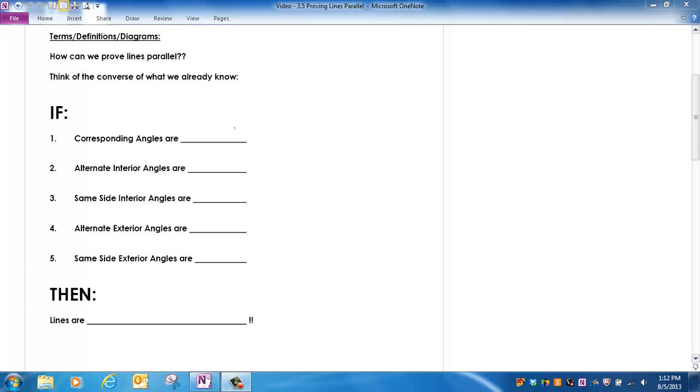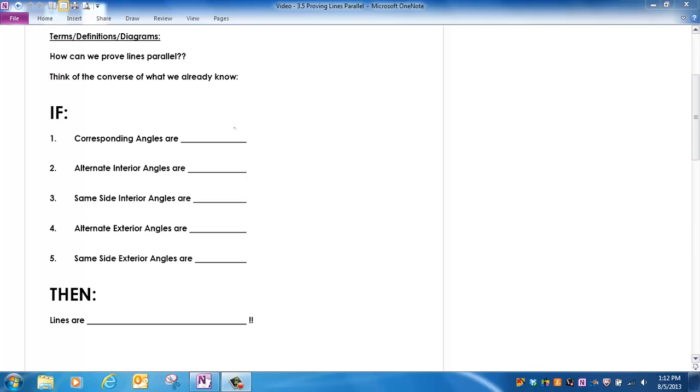So today we're going to think in reverse. Yesterday we said, well, if we know the lines are parallel, then there's lots of facts. But how can we prove that the lines are parallel? Well, let's think about the converse. Do we remember the converse? That's right. It's when we switch the if and the then.